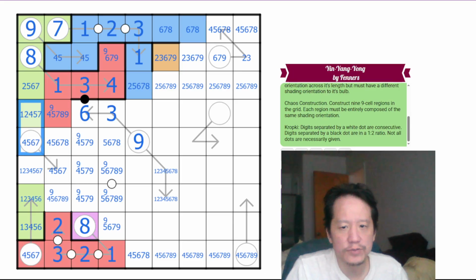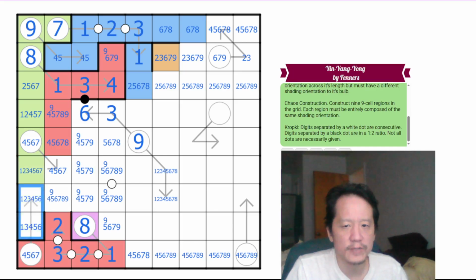This must continue this way, so that's green. This cannot go this way because that would be the same region shading, and therefore it's a 2x2 area that would be the same. So this has to go this way, which means this must connect to this way.